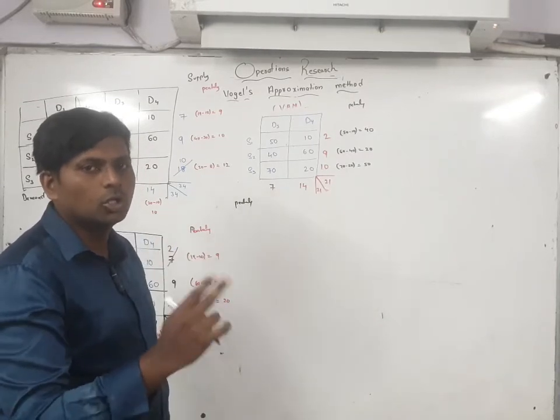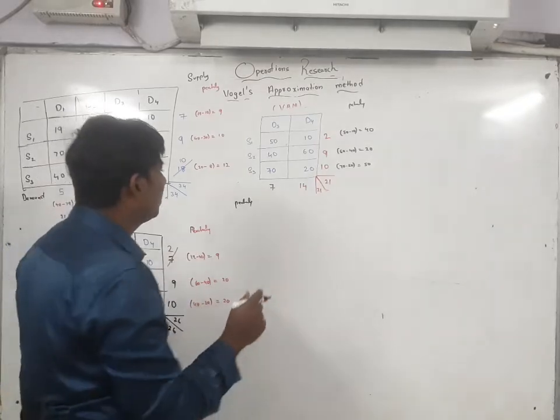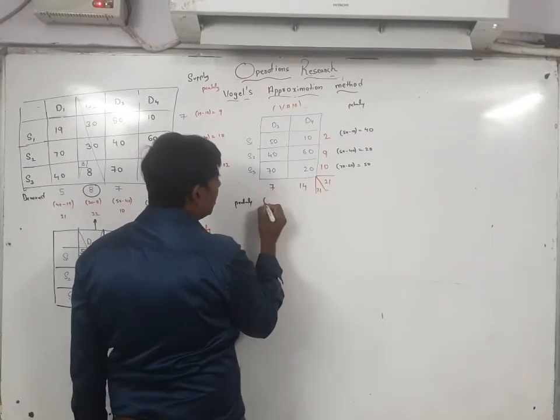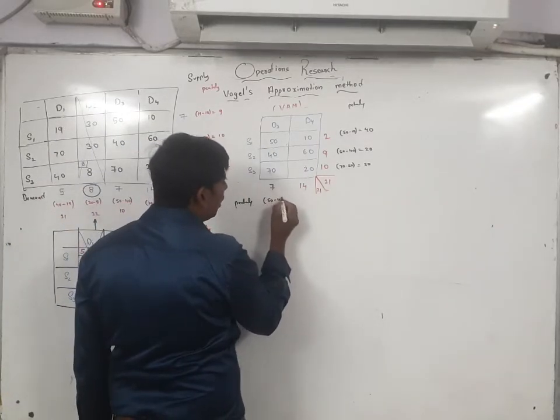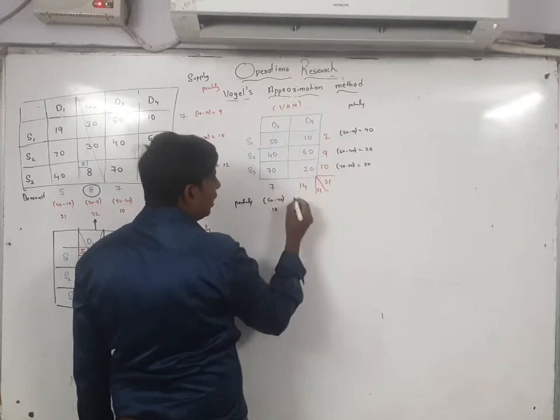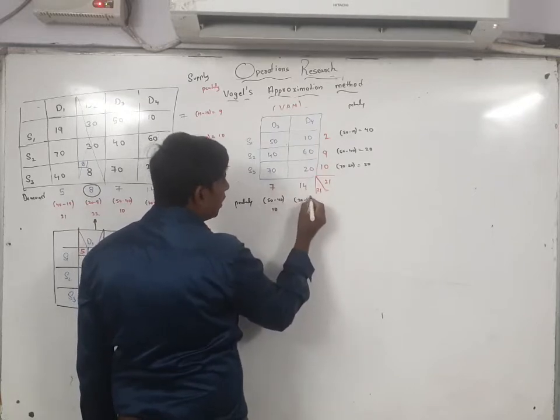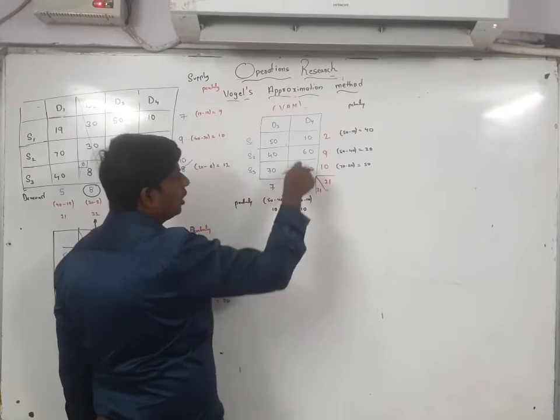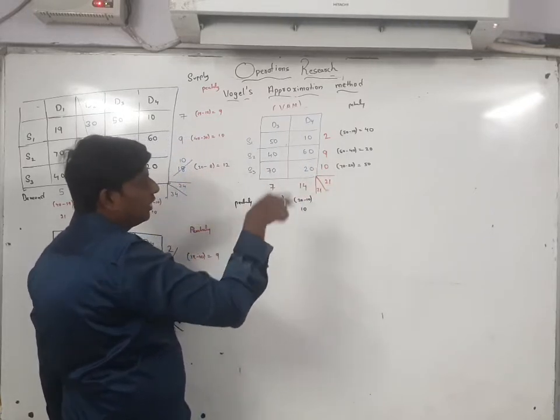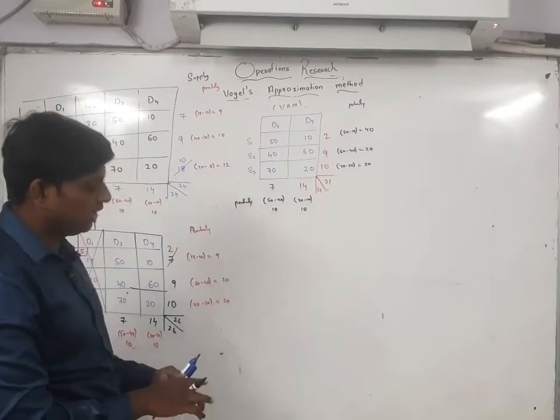What you have to do? You have to select the 2 least terms. So which one are the 2 least terms here? 50 minus 40. How much here? 10. Then next one is 20 minus 10. How much here? 10. So in that you have to select the highest penalty.